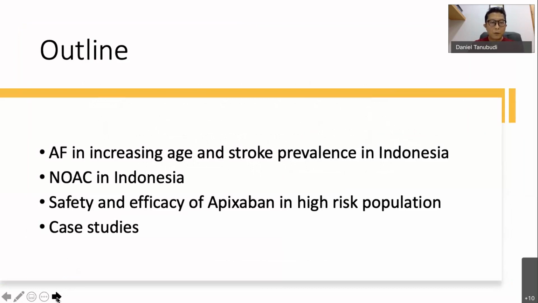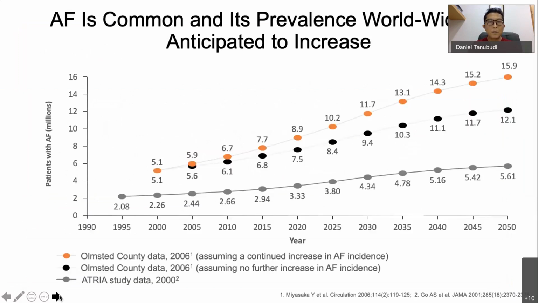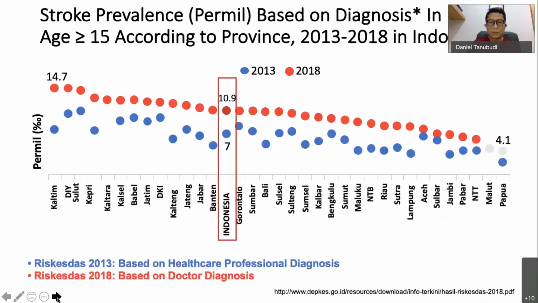I will go first with AF in increasing ages and the stroke prevalence in Indonesia. So as you see, we have already seen a lot; this slide shows us that the incidence of AF is common and anticipated to increase. Nowadays, in our daily clinical practice, we also face AF very frequently compared to other arrhythmias. AF is very common and will increase in number during the next decade.